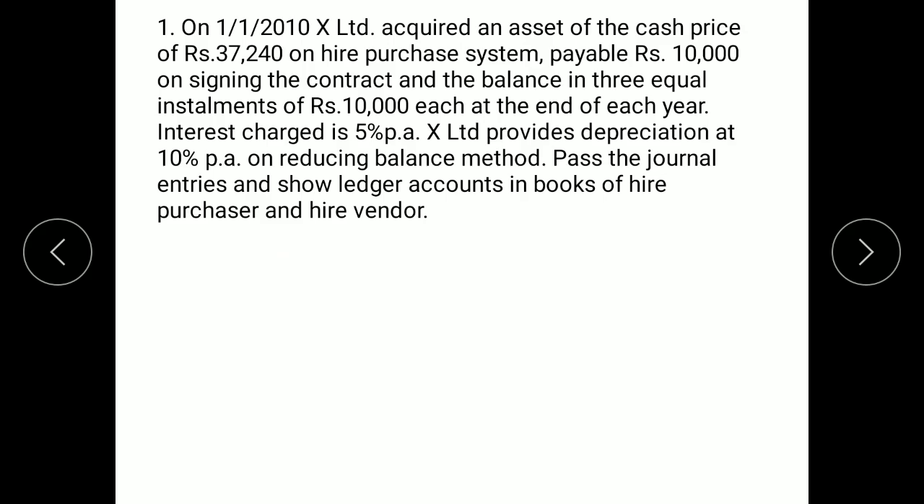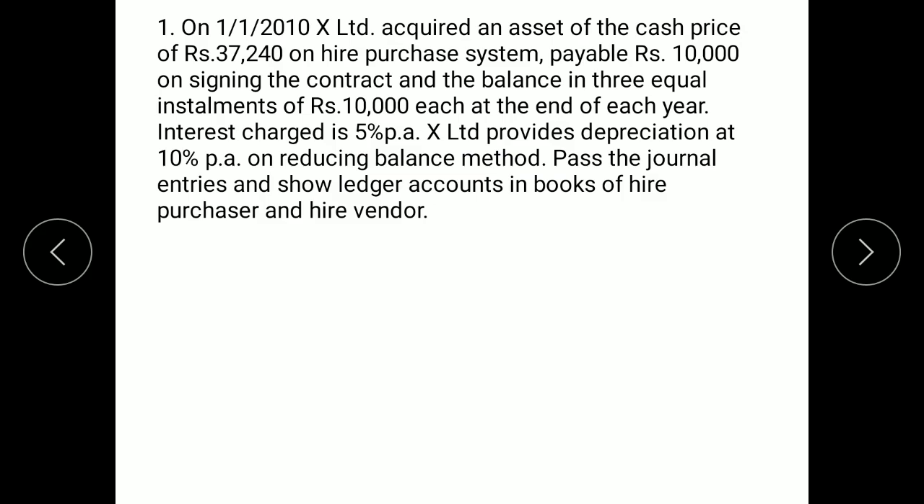So in this question, the cash price of the asset is given 37,240. 10,000 is payable as an advance and the balance in 3 equal installments of rupees 10,000 each. The interest rate is also given 5%, and it is said that depreciation at 10% per annum is provided on a reducing balance method.